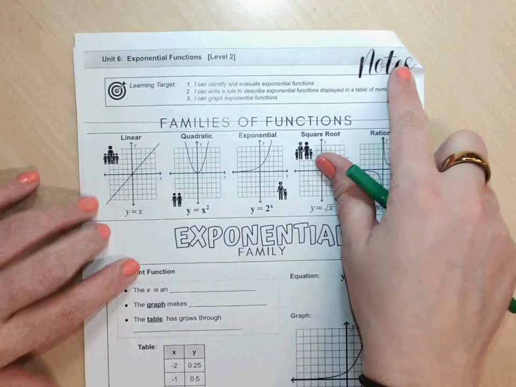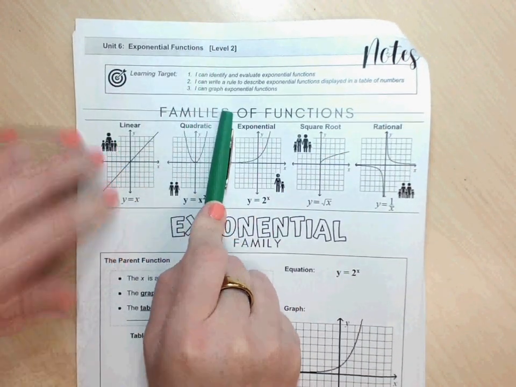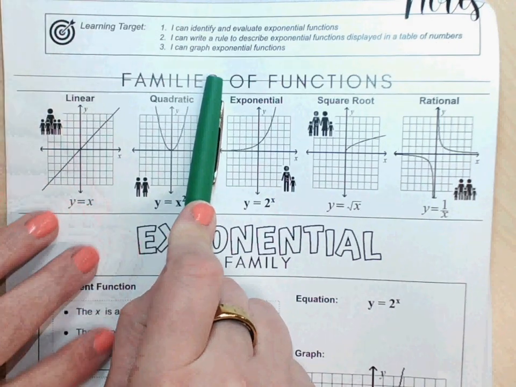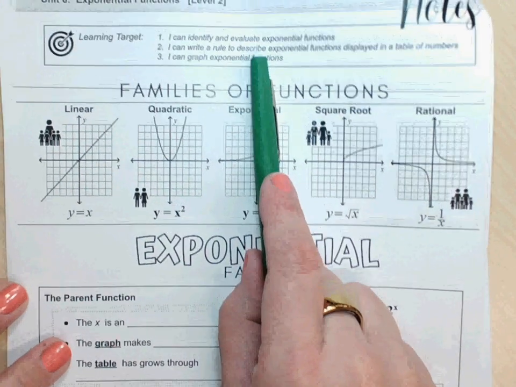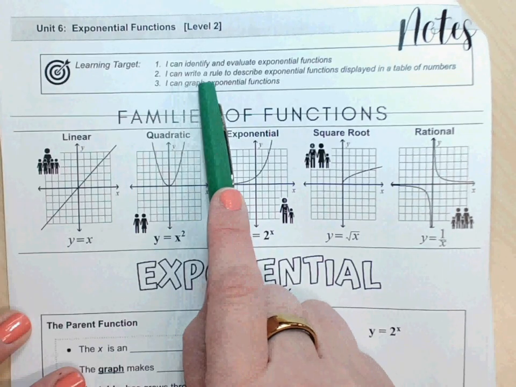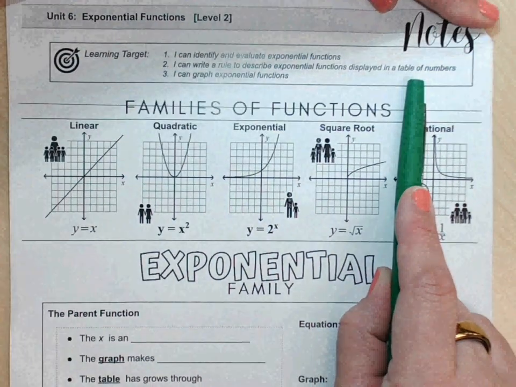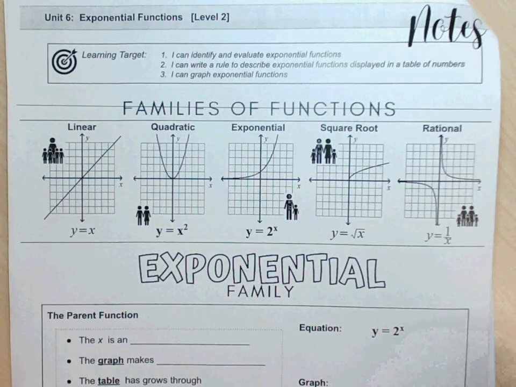Okay, so we are starting Unit 6, Level 2. Our learning targets are that you can identify and evaluate exponential functions, which is definitely a primary focus for today. You should also be able to write a rule to describe exponential functions displayed in a table of numbers. And you should also be able to graph exponential functions when we're done with this video.